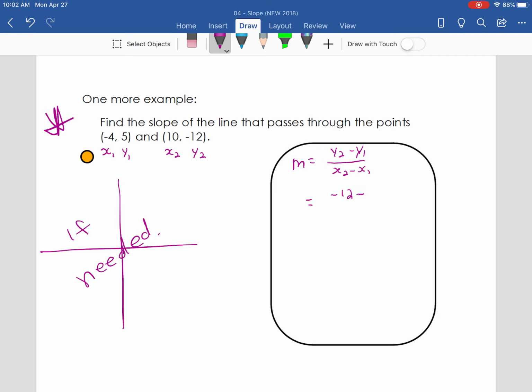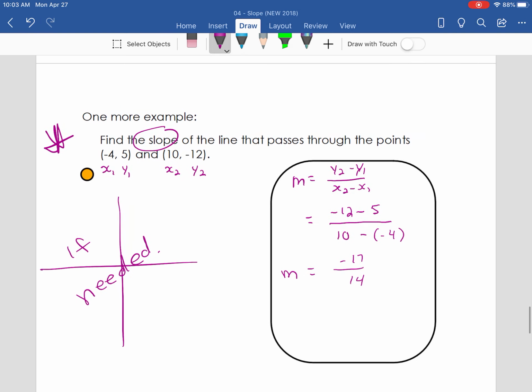And then I just fill them in the formula. The formula says y2. I look over and go y2 is negative 12. And then I subtract y1. I look over at my labeling, and y1 was 5. x2, I look at my labeling, and the x2 was 10. And the x1 was negative 4. Watch out for this. It's subtracting a negative because the x1 was negative. Get out my calculator if I have to. Negative 17 on the top and 14 on the bottom. m is negative 17 over 14.